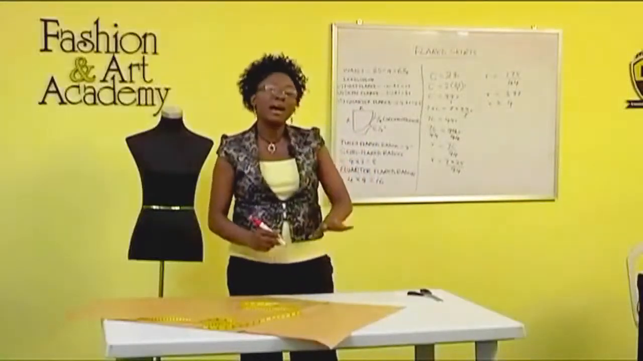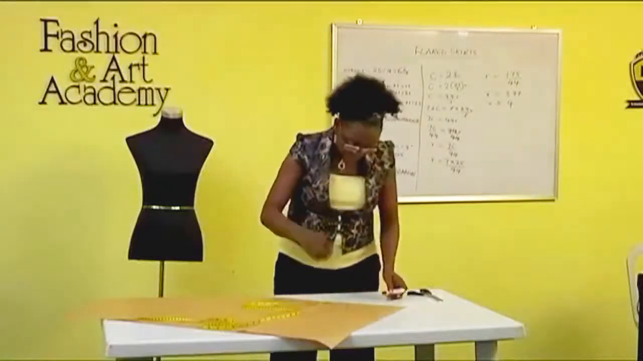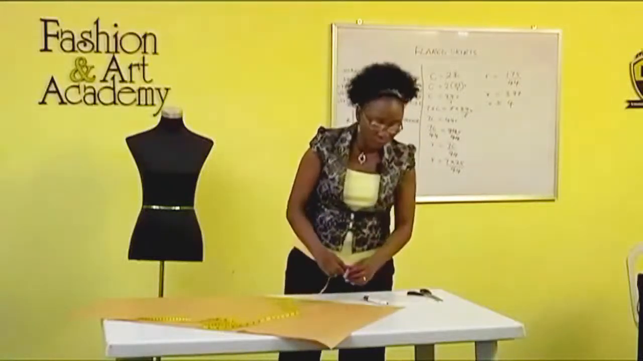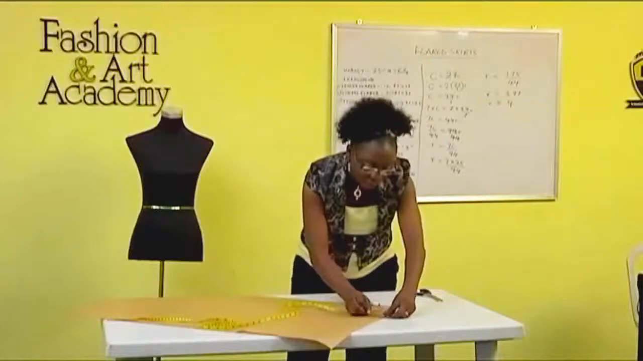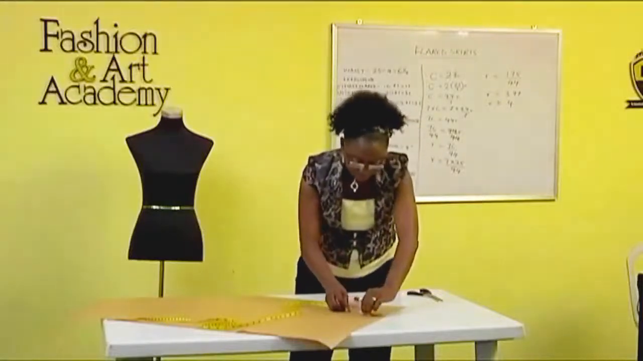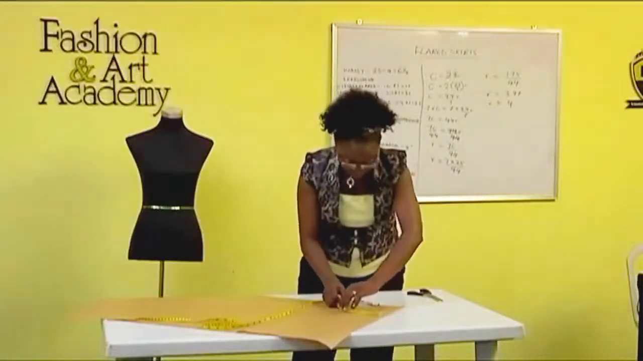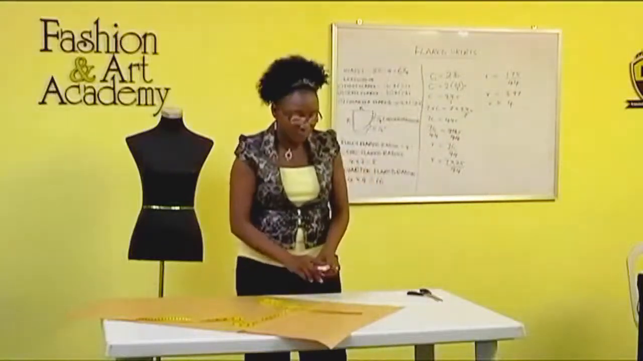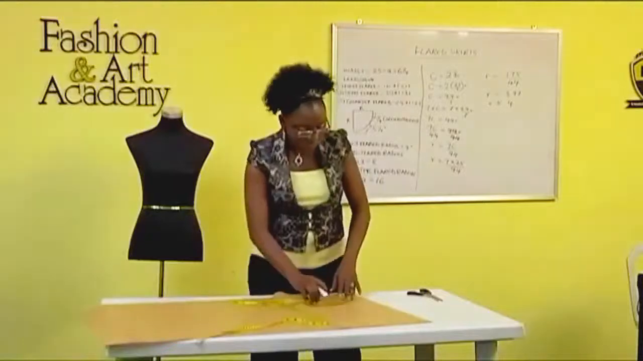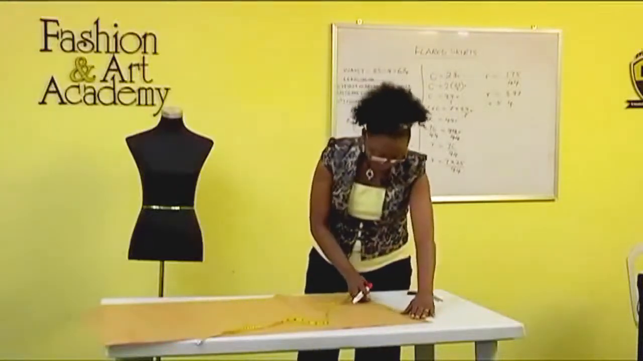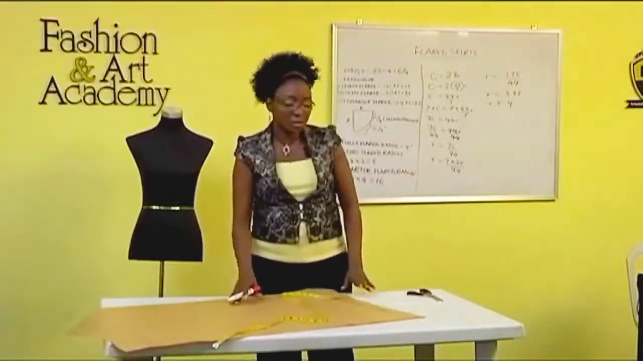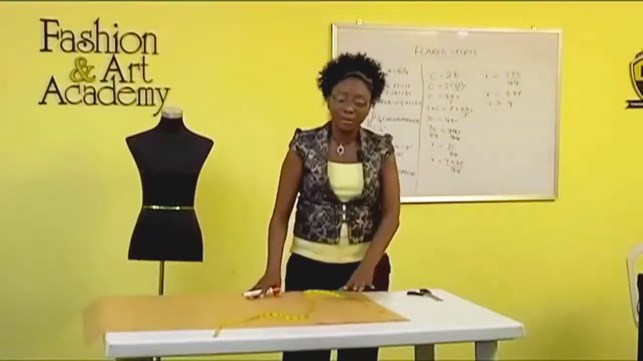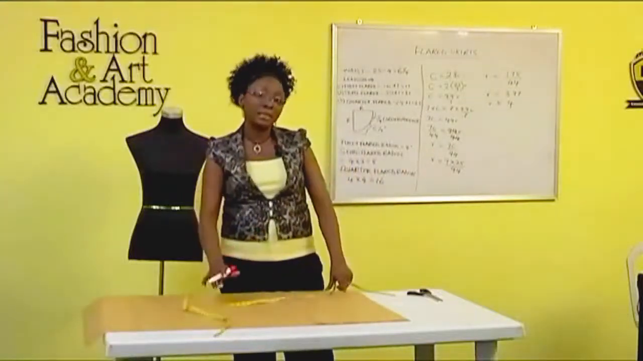Now this should give me half of my waist. So that means what I'm looking for is 12.5 inches. So let me check that. Yeah, we're on the right track. Now I want to measure out my quarter flared radius. Now that is 16 inches.